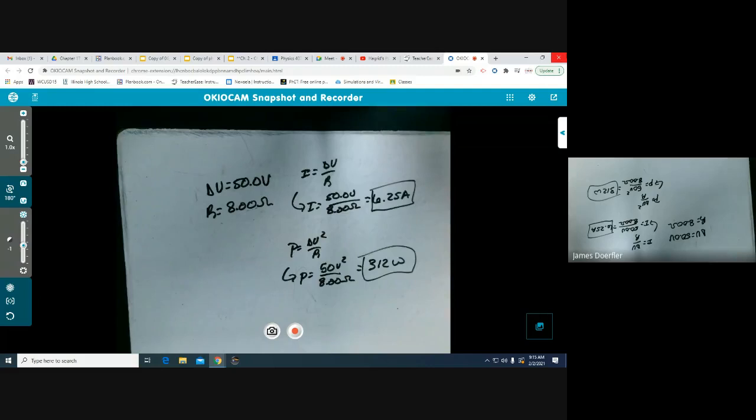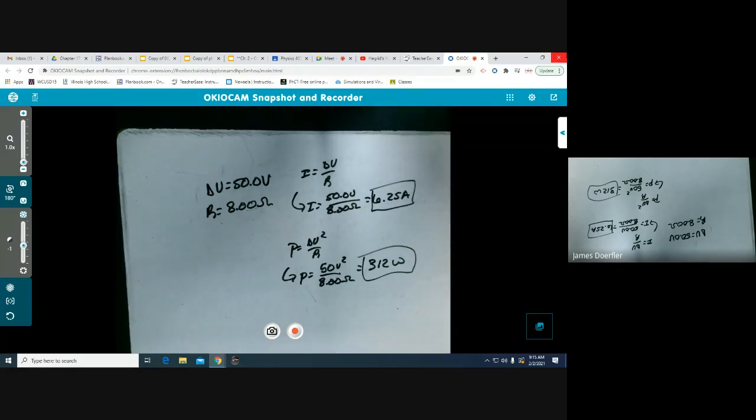All right, what do we know? What's the information we have? We know our potential difference of 50 volts. We know our resistance was 8 ohm. We had to calculate current and power rating of that heater. Mel, I'm going to call you Mel because I'm recording. What'd you get for current? I got 6.25 amps. Very good. Power? 312.5 watts. Very good.